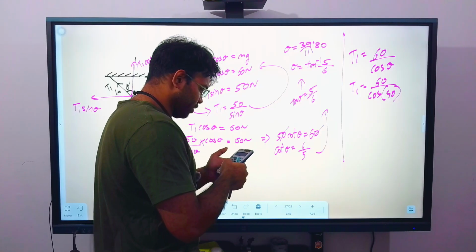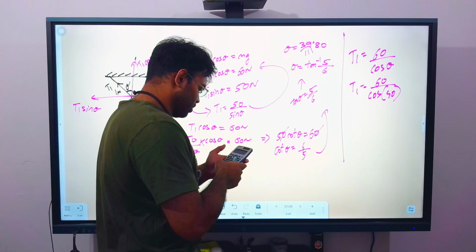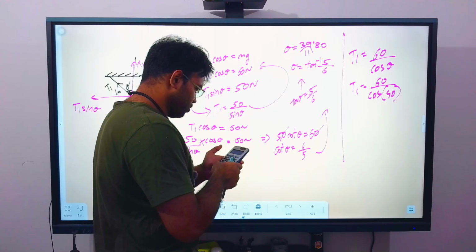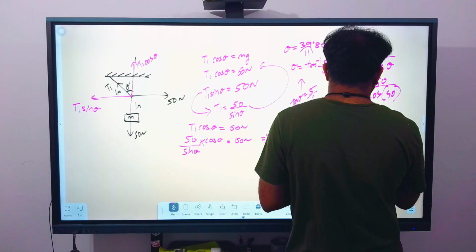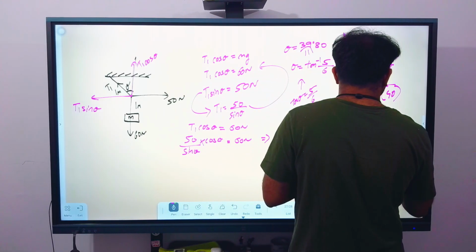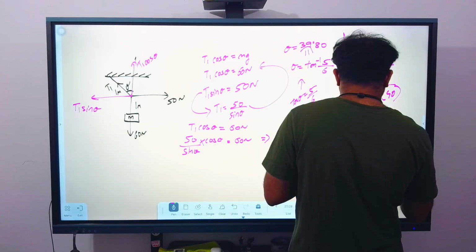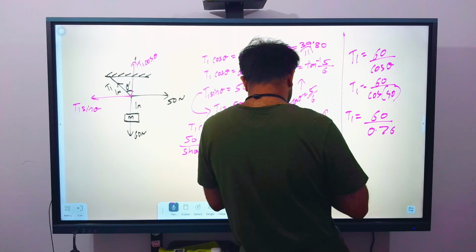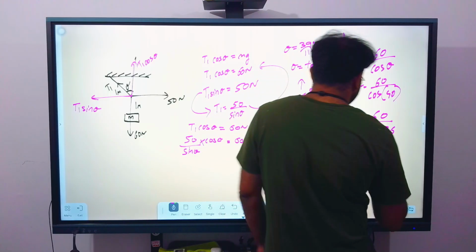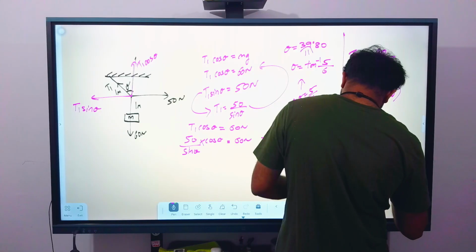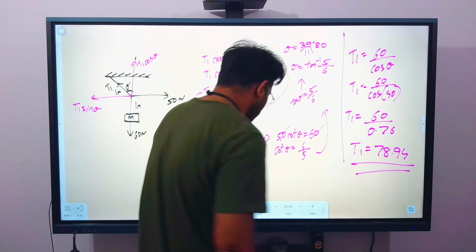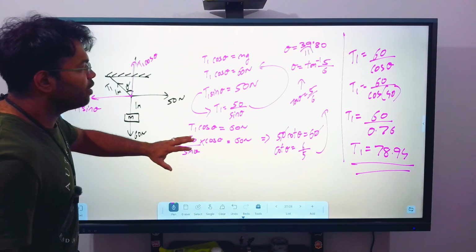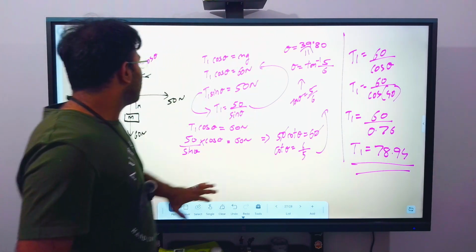Cos 40 is 0.76. So T1 is equal to 60 divided by 0.76, which gives T1 equal to 78.94. Okay, so you have figured out the value of T1, and you figured out the value of theta, understood?